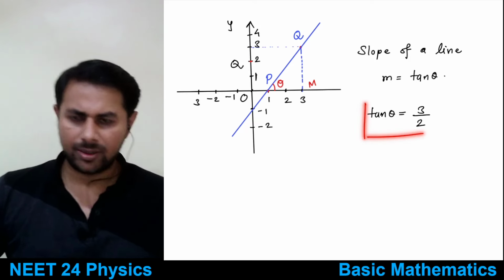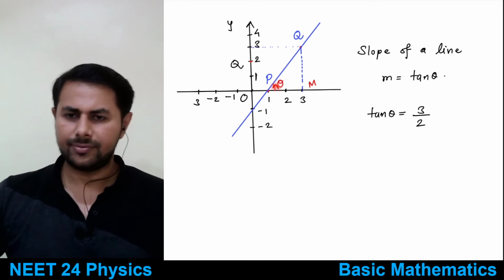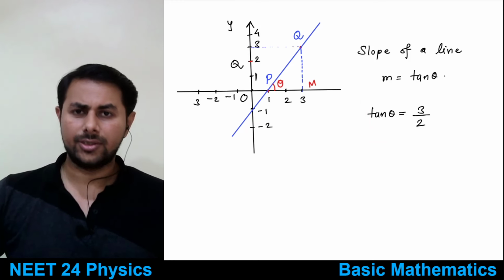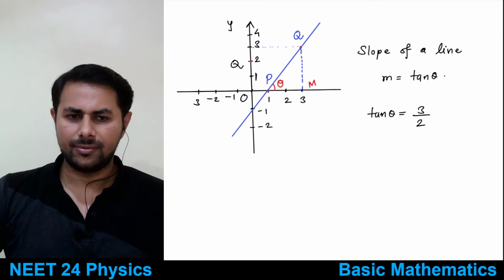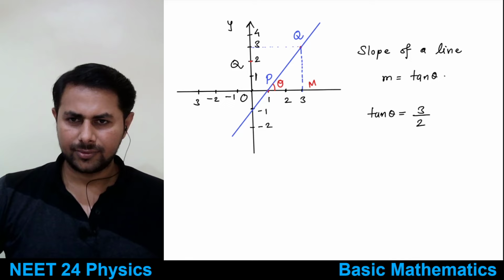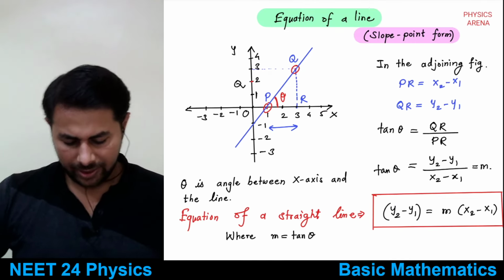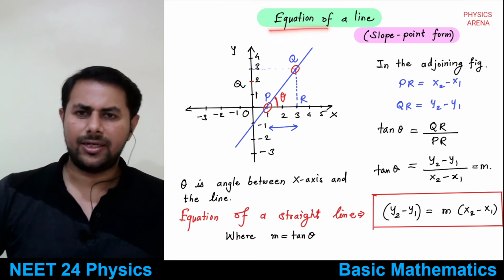And then if you know the slope, you can find out tan of this angle. Slope is given means what? Tan of an angle is given. Is this clear? Okay, good. After that, the next thing is the equation of a line.